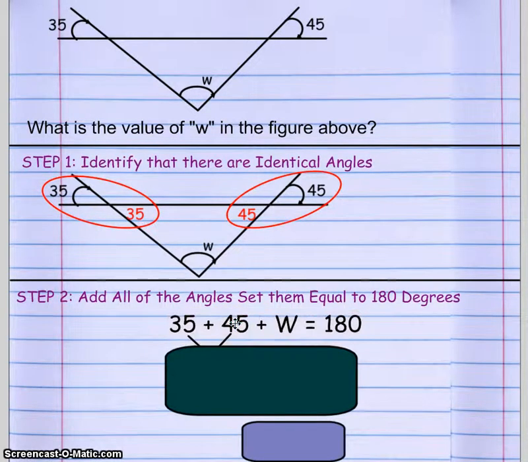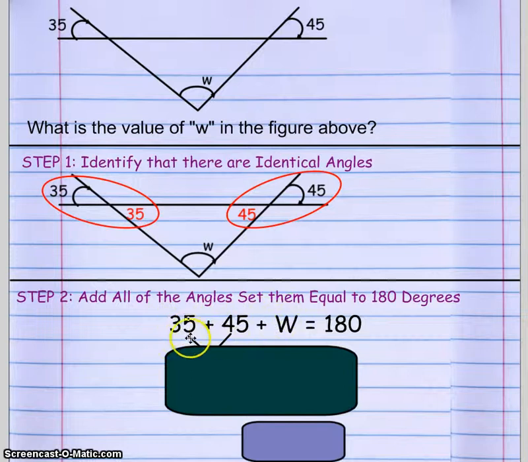Now here is the second step, adding up all the angles and setting them equal to 180 degrees. You might be asking yourself, why are we going to set it to 180 degrees? Well, the reason is this. What shape is W in? And you're right, it's a triangle. Once we know that a triangle is in this problem, we know it's going to equal 180 degrees.